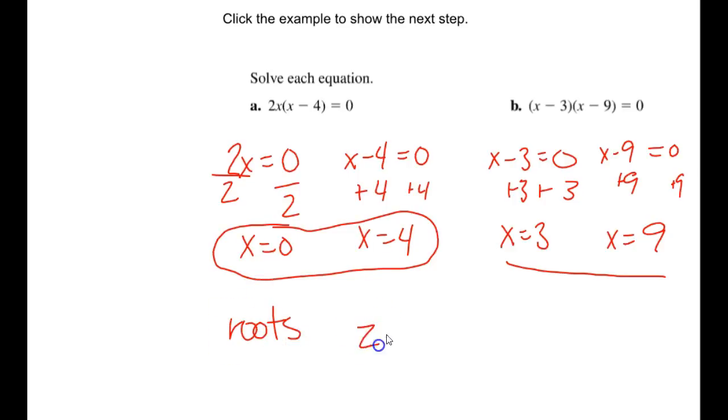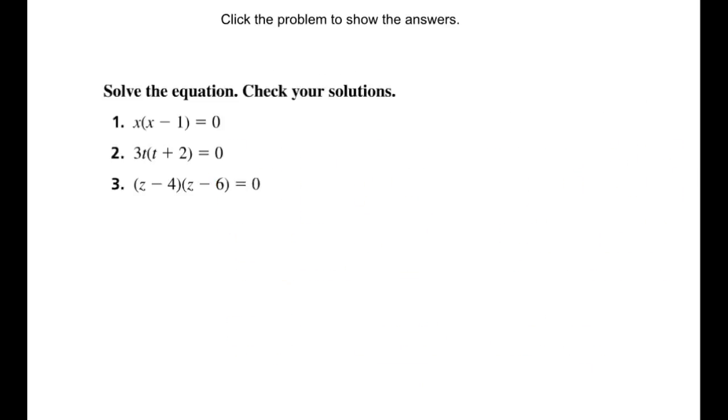They can also be called zeros, but in reality they are the solutions. So whenever you see any of these three words, roots, zeros, or solutions, this is what we're doing and this is what we're finding. You'll see where these words come into play a little bit more, but they all mean the same thing. So here's your first monitoring progress. Try these couple and see how you do.